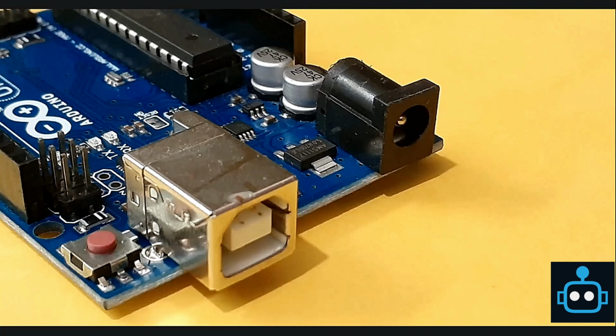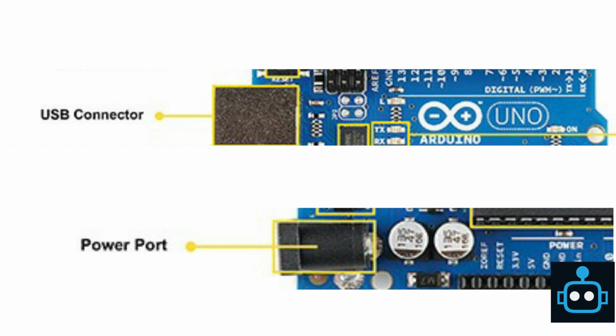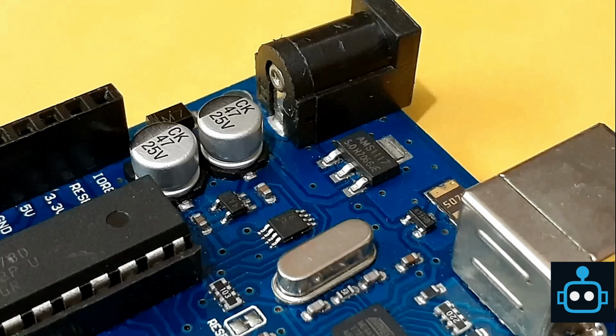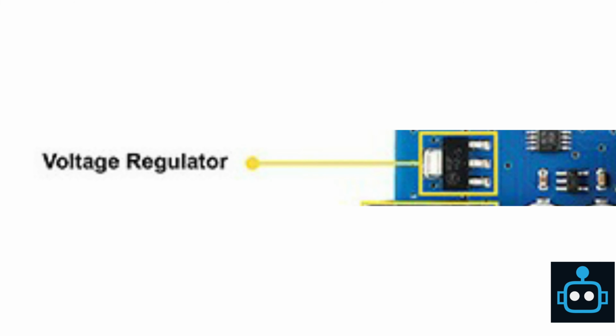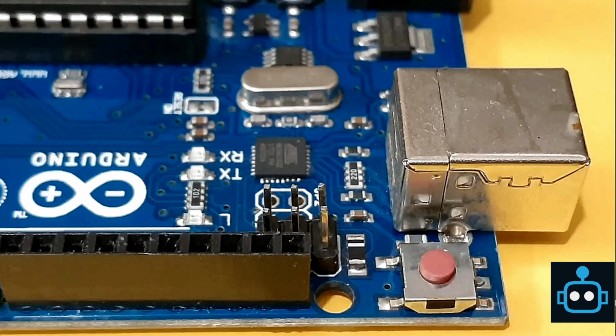One great thing is that you can power it through the USB cable, or if you don't want your project to always be connected to a computer, you can also power it through a 9V external power source. Uno has a built-in voltage regulator that brings the voltage down to 5V. And if you ever want to restart your program, you can simply press the reset button.